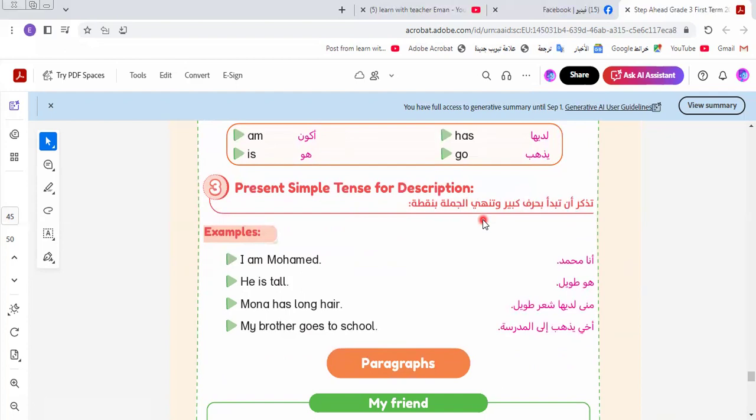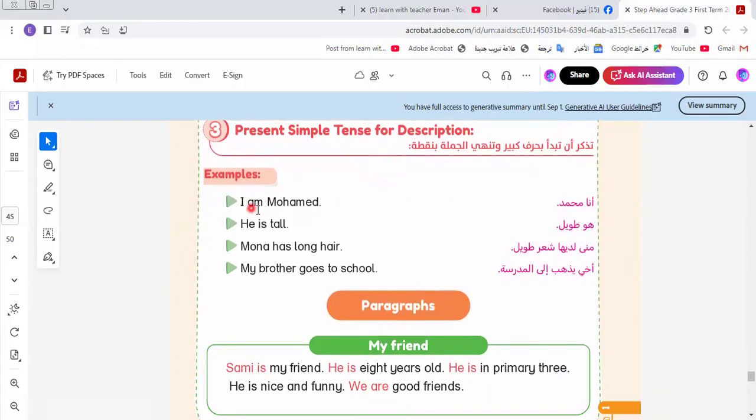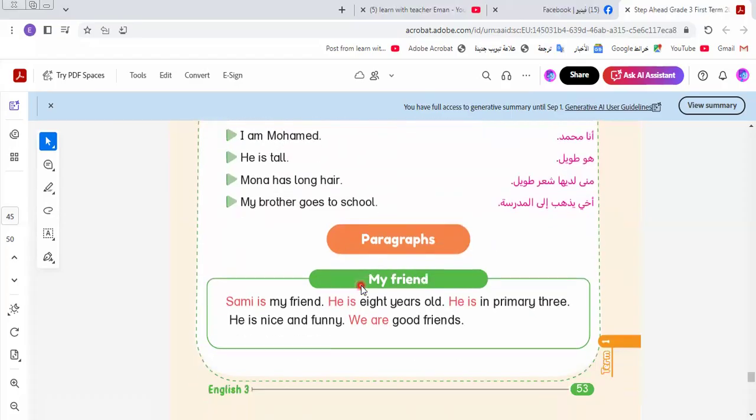Like what? Like my eyes, my hair, my nose. Can anyone say they are sharing in my nose or my mouth or my hair? No. So here, have or has means something belongs to me only. You must know this. Here we say, I'm Muhammad. He's tall. Mona has long hair. My brother goes to school.